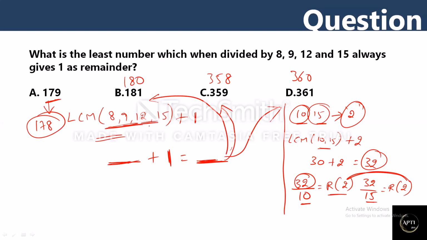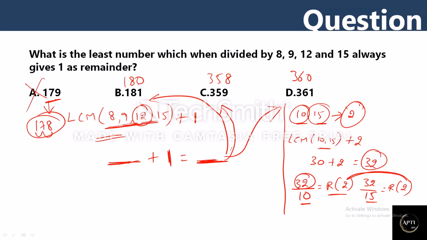Now we'll cross check with the divisibility rule. Here, whichever number you want, you can consider 12. The divisibility rule of 12 is 4 and 3. The divisibility rule of 3 is the sum of digits. Here 1 plus 7 is 8, 8 plus 8 is 16, 16 is not divisible by 3, so option A is not satisfied.